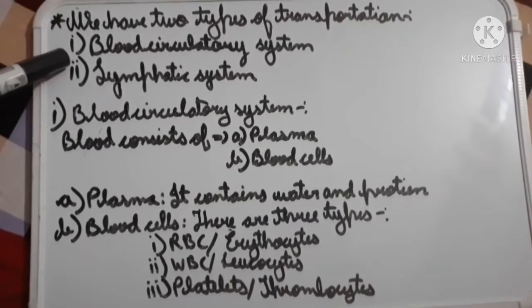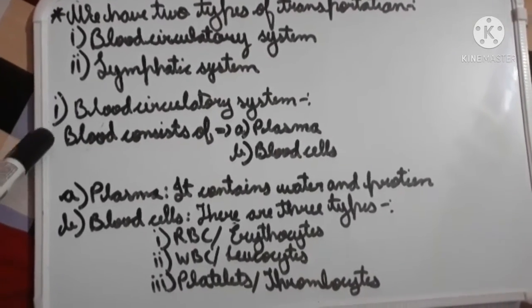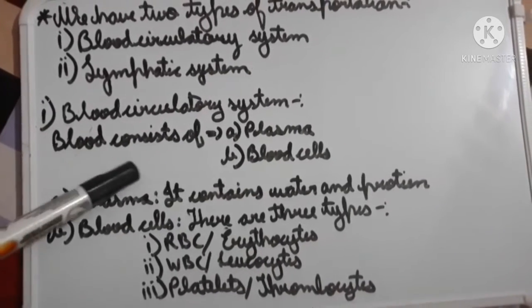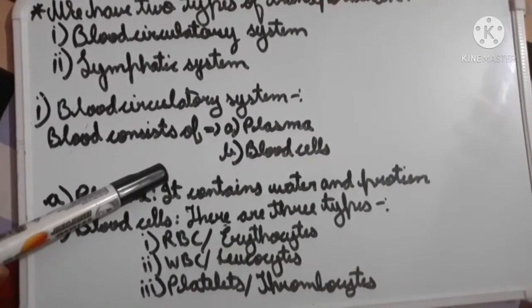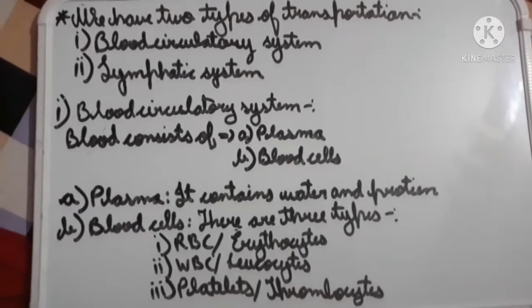Now let's learn about transportation. We have two types of transportation: one is the blood circulatory system and the other is the lymphatic system. Blood circulatory system. Blood consists of plasma and blood cells. Plasma contains water and protein.